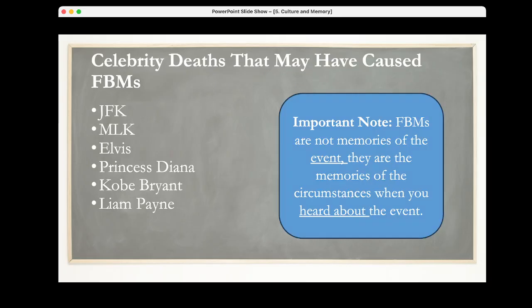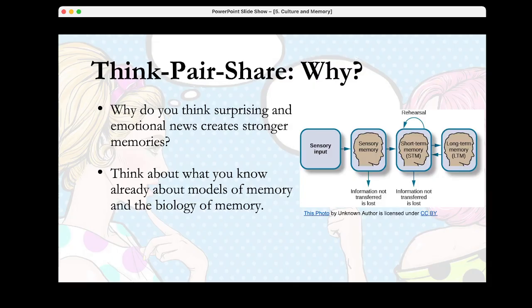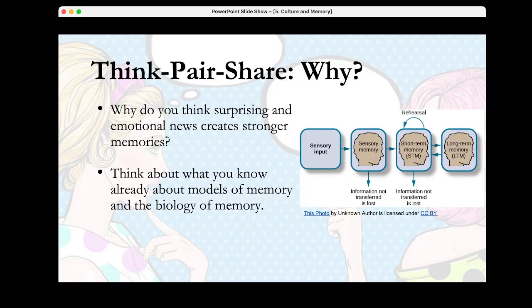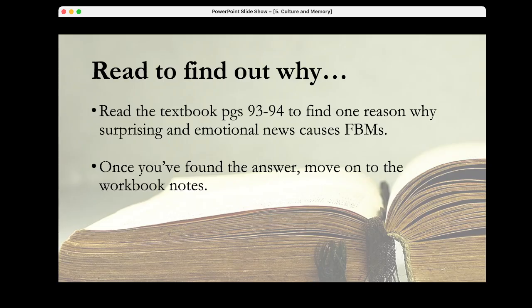Here are some famous deaths that might have caused flashbulb memories, and again, just pointing out that important disclaimer. It's not the event, it's the circumstances they were in when they heard the event. All right, now Think, Pair, Share. Why do they think flashbulb memories happen? Why does surprising and emotional news create stronger memories? And hopefully they'll link back and think maybe about cortisol and stress. All right, and perhaps they'll think about the multi-store model of memory with rehearsal as well.